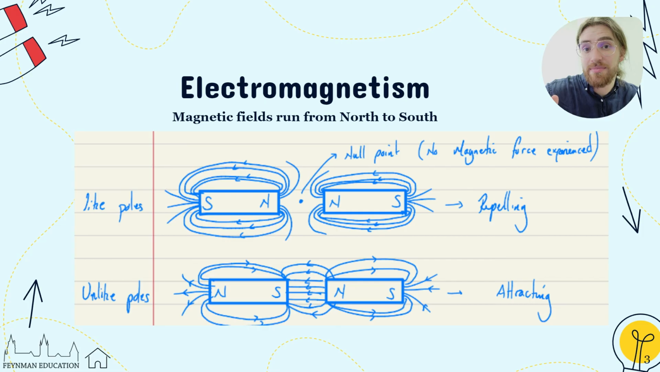As we can see here, these magnetic field lines have like poles. The null point is where there is no magnetic force experienced, and the lines are going to be repelling from one another. As we see here, from north to south, from north to south. That should be the other way around. And then as we see here, unlike poles are going to attract, so it's still going to go from north to south and north to south.